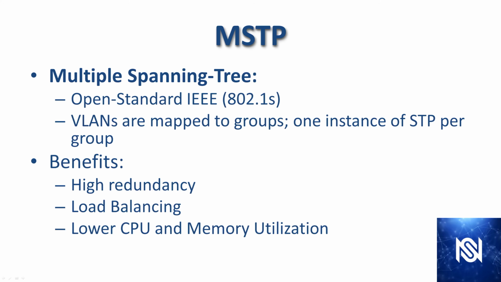And then lastly, we have multiple spanning tree protocol. This also is an open standard with IEEE 802.1s designation. With this one, you basically map VLANs to groups, and then there's going to be one instance of STP per group. Benefits of this protocol include that it's very easy to implement redundancy and load balancing, and it's going to have a lot lower CPU and memory utilization than rapid per VLAN spanning tree.